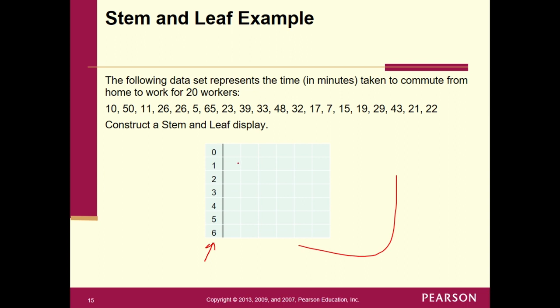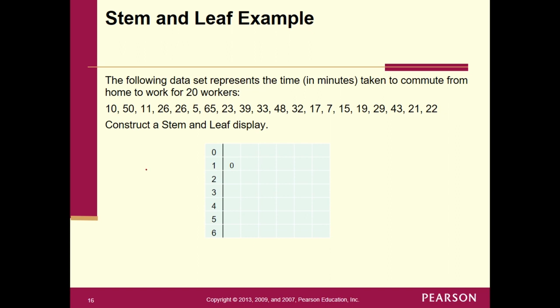Then you represent basically the last number of the actual number on the leaf of the stem and leaf. So let's start with 10. Every one of these numbers is going to be represented on the graph. Unlike the histogram that clumps things together so you don't see individual values, you actually see every single individual value here. So for 10, we have a 1 for the tens place, and then we have 0 for the last number. To represent 10, we would put a 0 next to the 1, and you put those two together, you got 10.